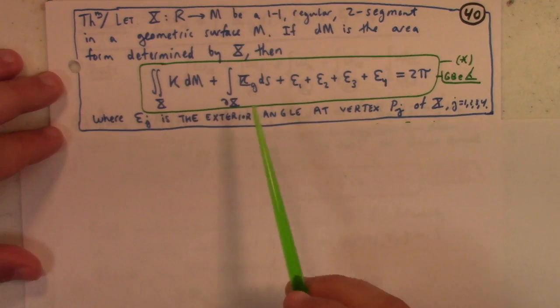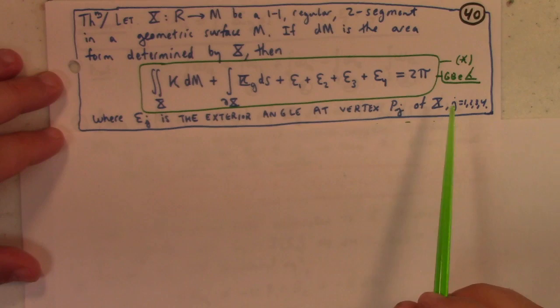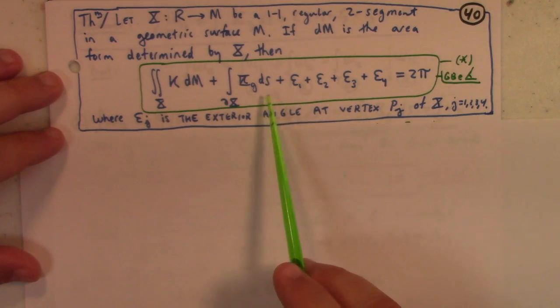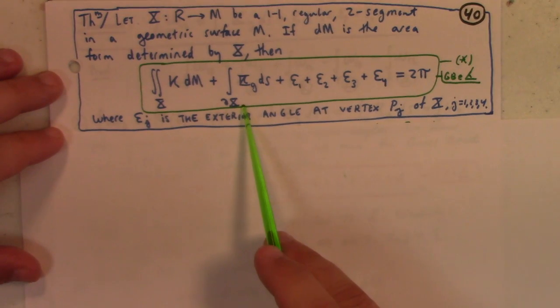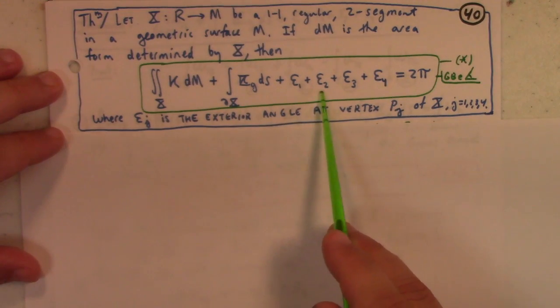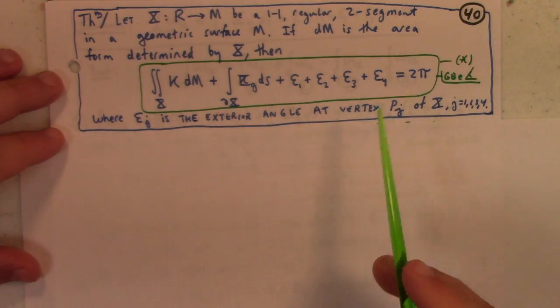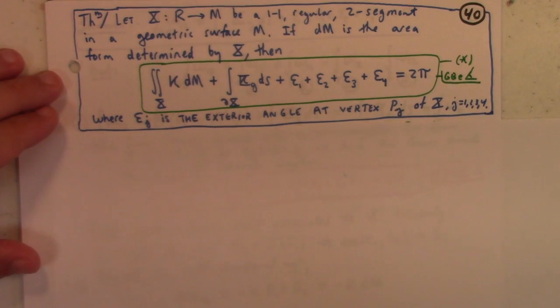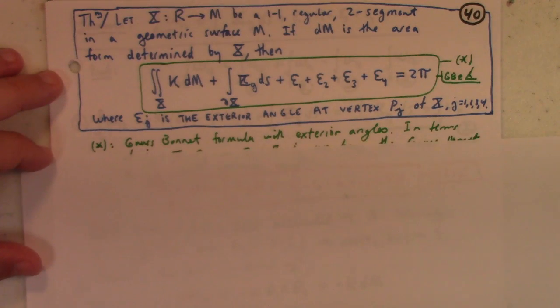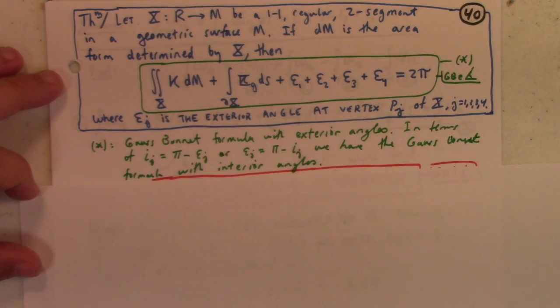Thanks. If we integrate k dM over this two-segment like that, it's equal to the integral over the boundary of the two-segment, plus these exterior angles, and that altogether has to be equal to 2 pi. This is the Gauss-Bonnet Theorem with exterior angles. Now, here epsilon j is the exterior angle at vertex pj as we defined. So this is the Gauss-Bonnet formula with exterior angles.